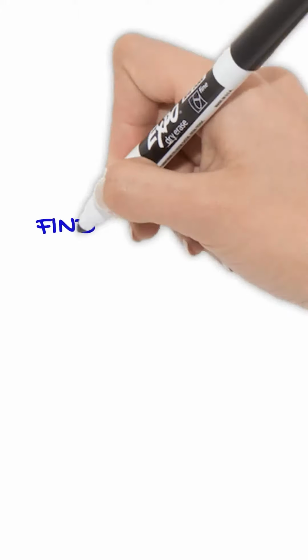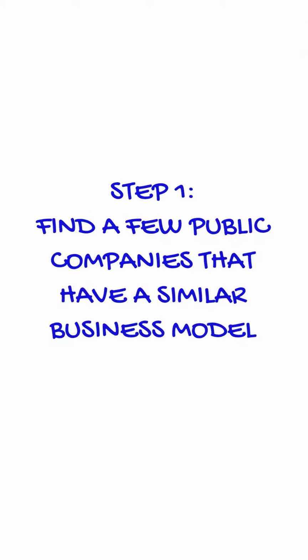So step one is to find a few public companies that are in a business with a similar business model as yours. You don't have to be in the same exact business, just have a similar model. Like for example, if you have an app where the revenue will be coming from advertising, find companies who have apps with an advertising revenue model.